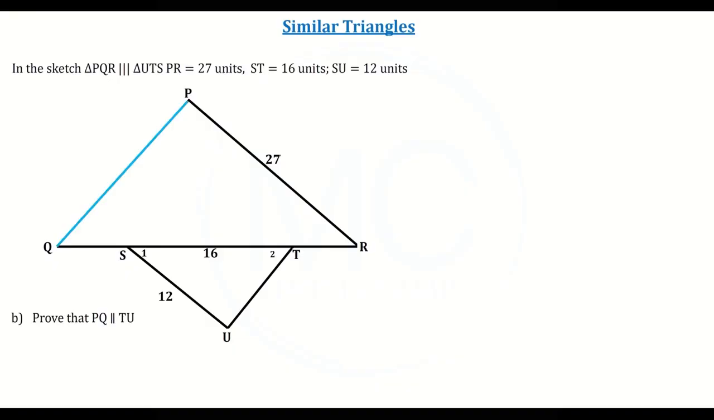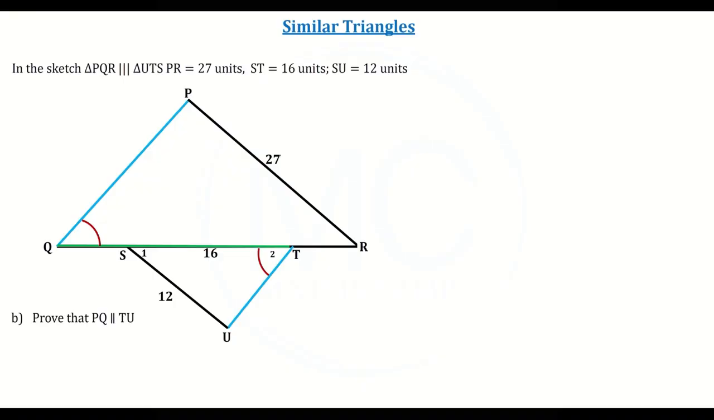So let's make these lines blue. These two lines are cut by the transversal line QT. So let's make this line green. Now we've drawn a Z shape, so we can consider alternate angles. There are two angles inside the Z shape. Angle Q, let's mark that in red, and angle T2, which we can mark in red as well. If PQ is parallel to TU, then these two angles will be equal because they are alternate angles.